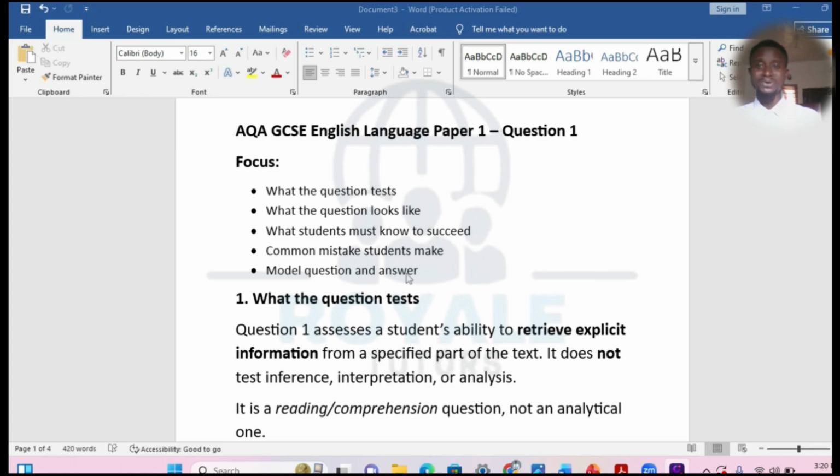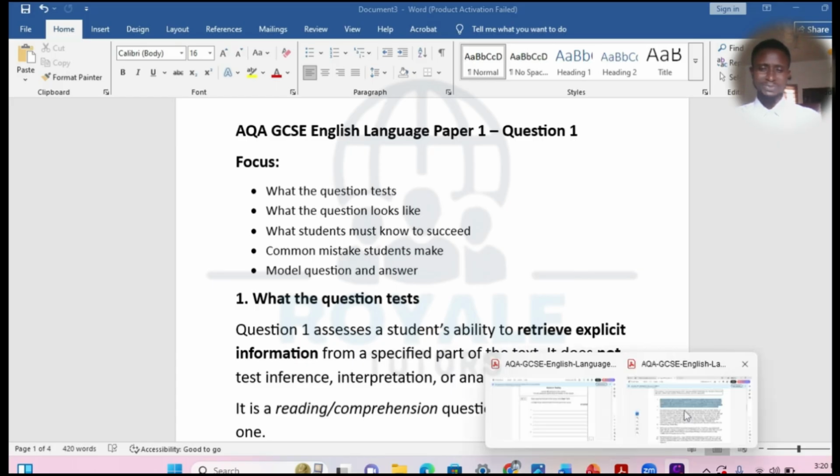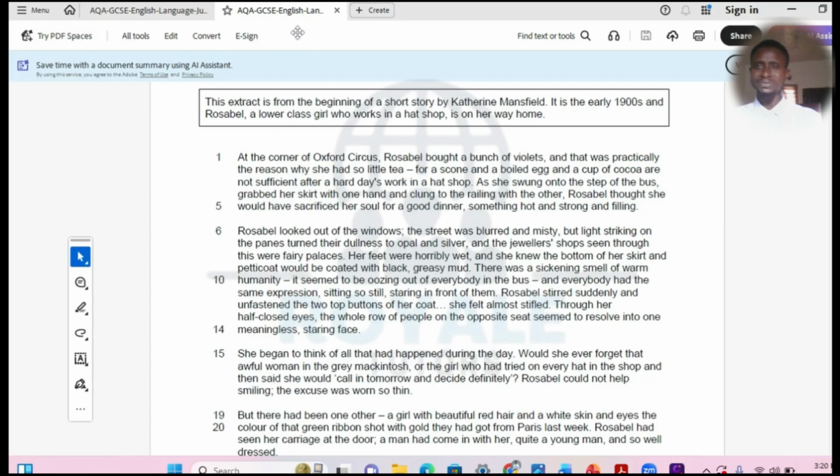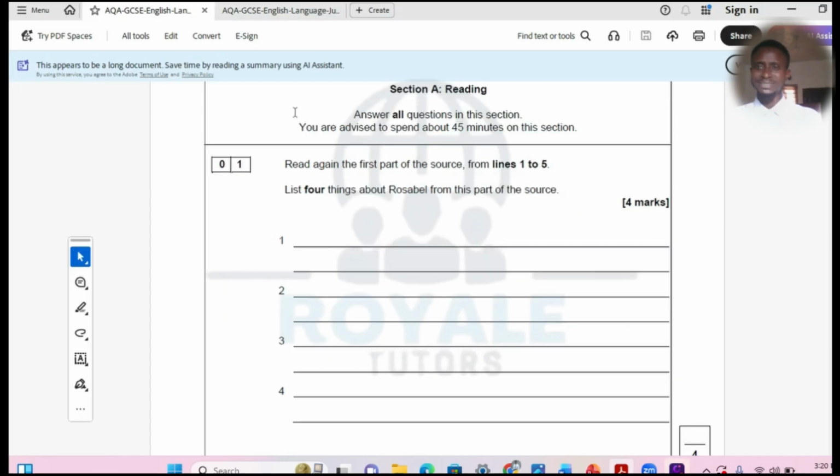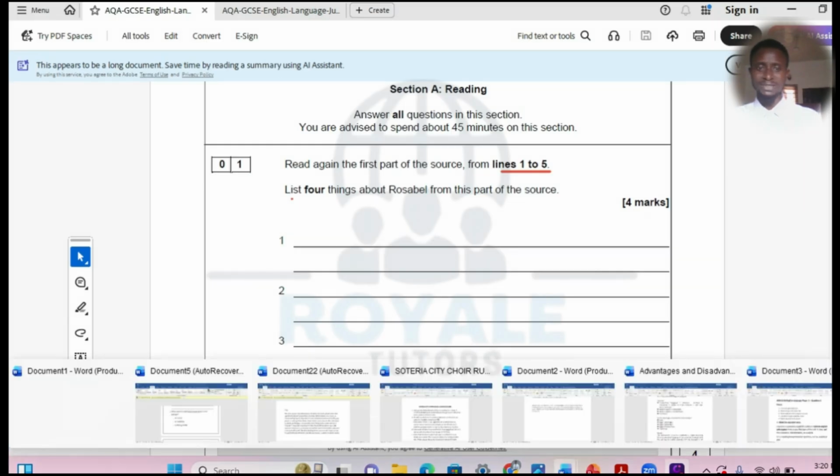Before I continue the teaching, let me quickly show you the structure of question 1. This is the question, this is the structure right here. It says, read again the first part of the source from lines 1 to 5. List 4 things about Rosabelle from this part of the source. That's as simple as that, right? Beautiful. Now let's get back to class.